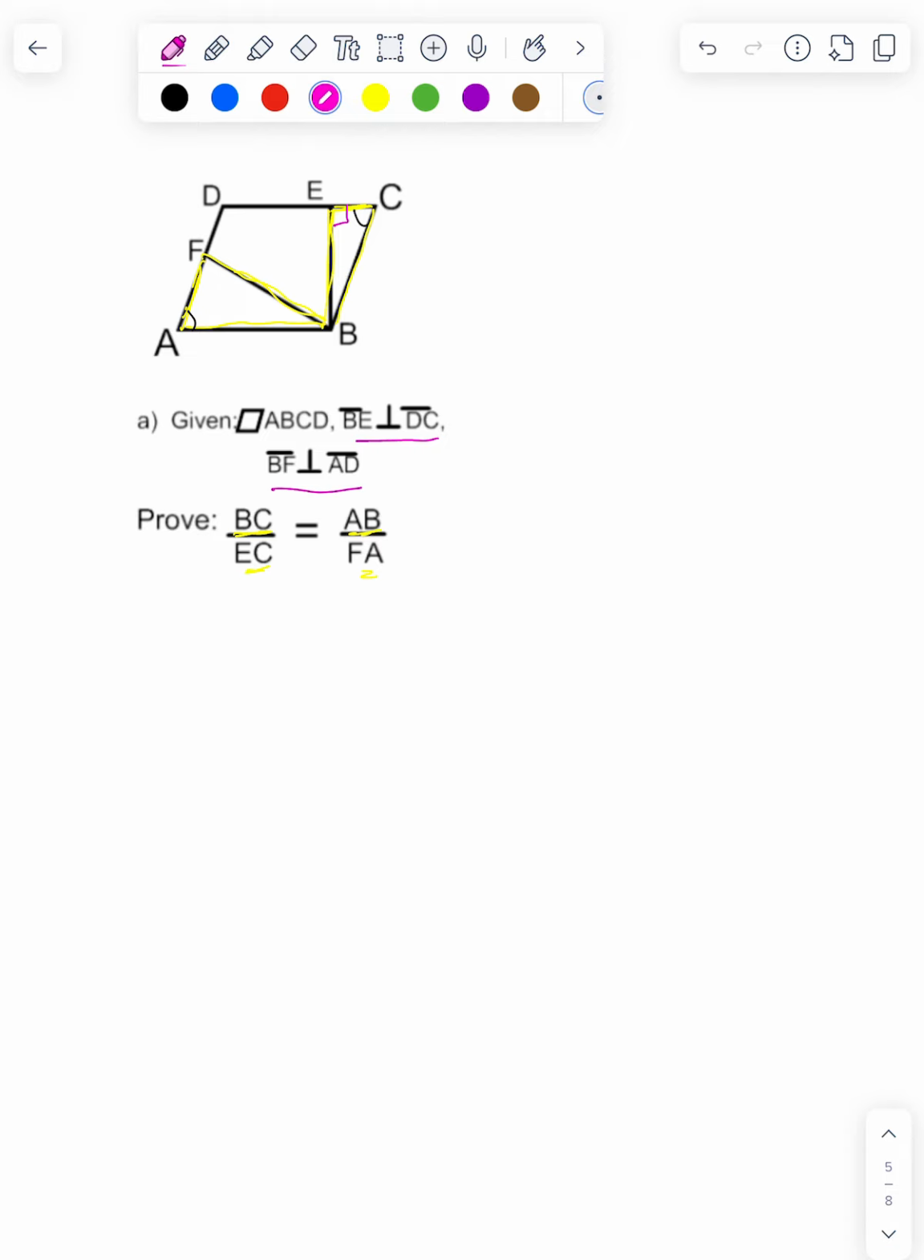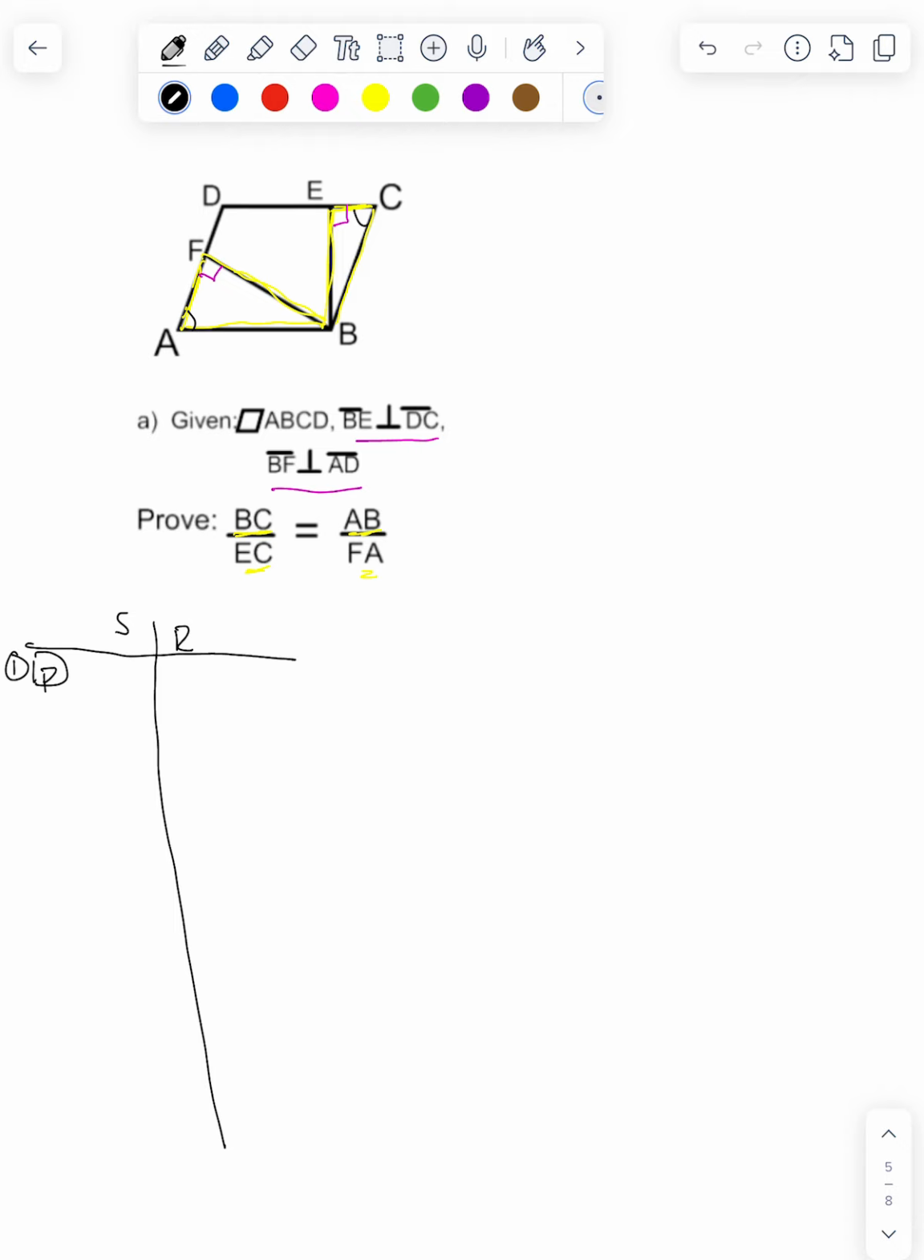Over here, BF is perpendicular to AD. That means they form right angles where they intersect. But I only need this right angle because that's the one that's inside my yellow triangle. And now I have congruent right angles. So I have my AA. And now I'm all set to write my proof. Let's write it up so you can see what this looks like.